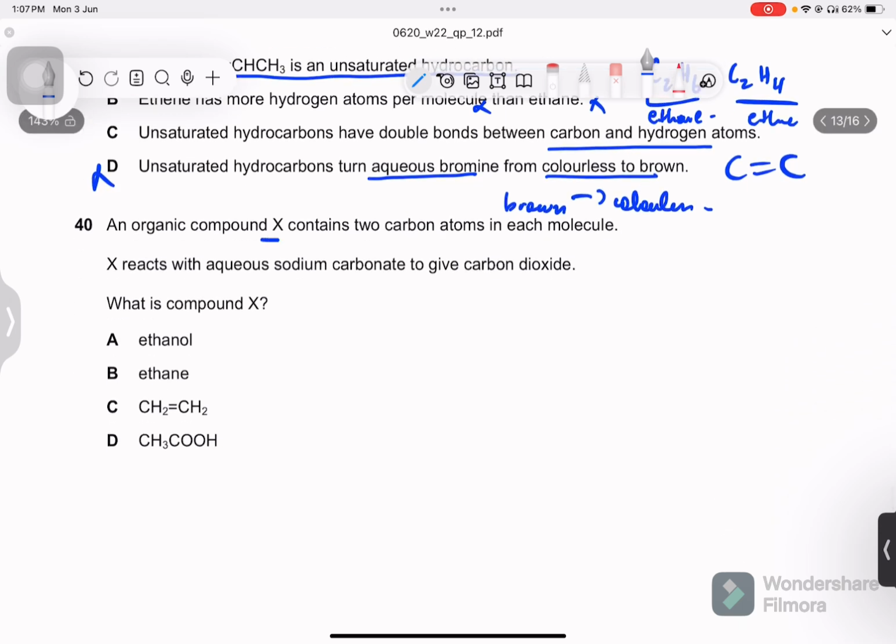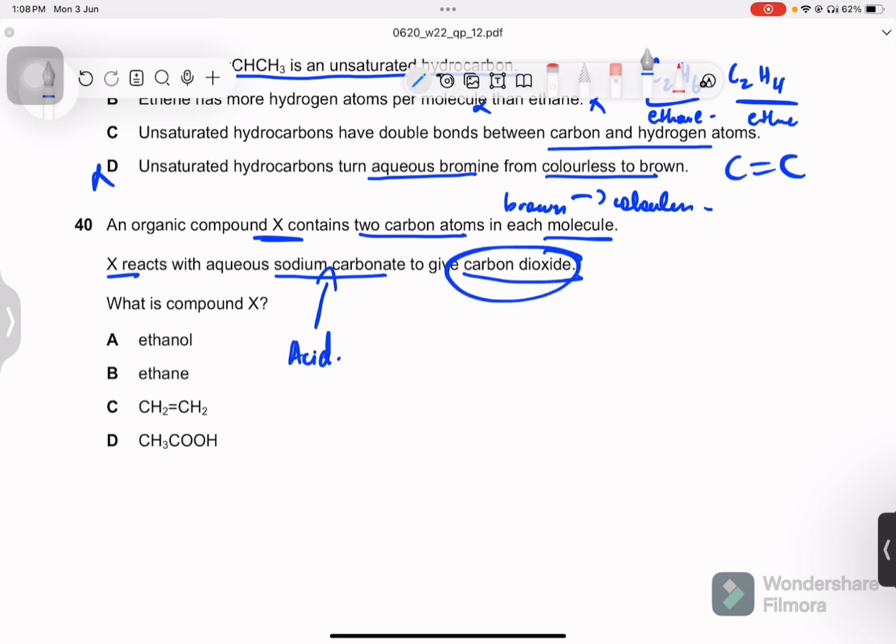An organic compound X contains two carbon atoms in each molecule. X reacts with aqueous sodium carbonate to give carbon dioxide. What is compound X? Obviously it should be an acid, because reacting with carbonate to produce carbon dioxide is the reaction we studied and discussed in this paper multiple times. So it should be an acid. Ethanol is an alcohol. Ethane is an alkane. This is ethene, and this is ethanoic acid. It contains two carbon atoms and the carboxylic acid functional group.